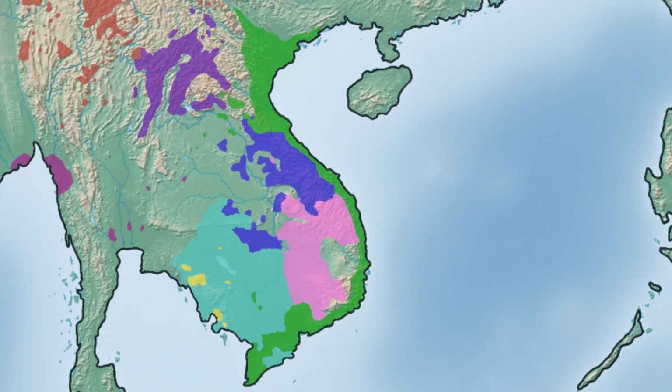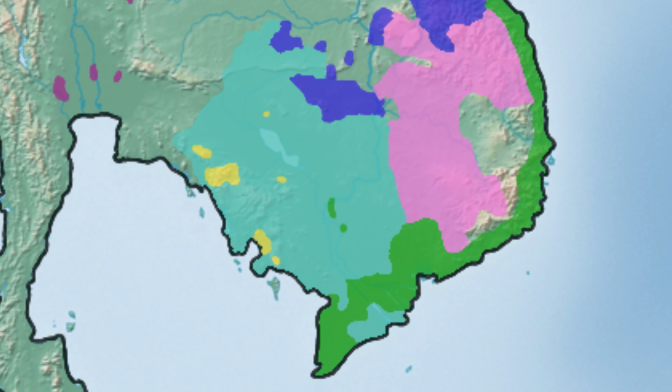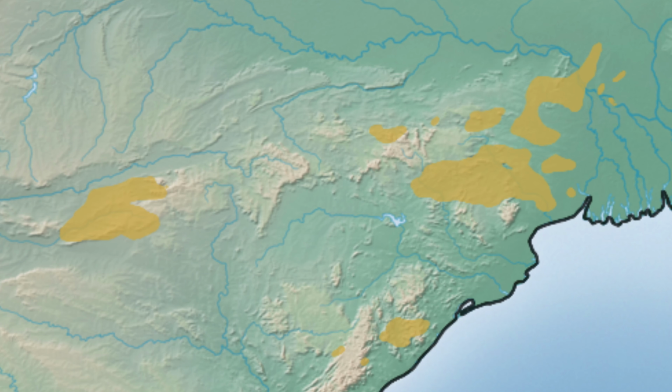Vietic has around 93 million speakers, with most speaking Vietnamese. Khmer has around 20 million speakers, with almost all speaking the Khmer language, which is the national language of Cambodia. Munda has around 10 million speakers in eastern India. Munda has languages such as Santali and Korku.